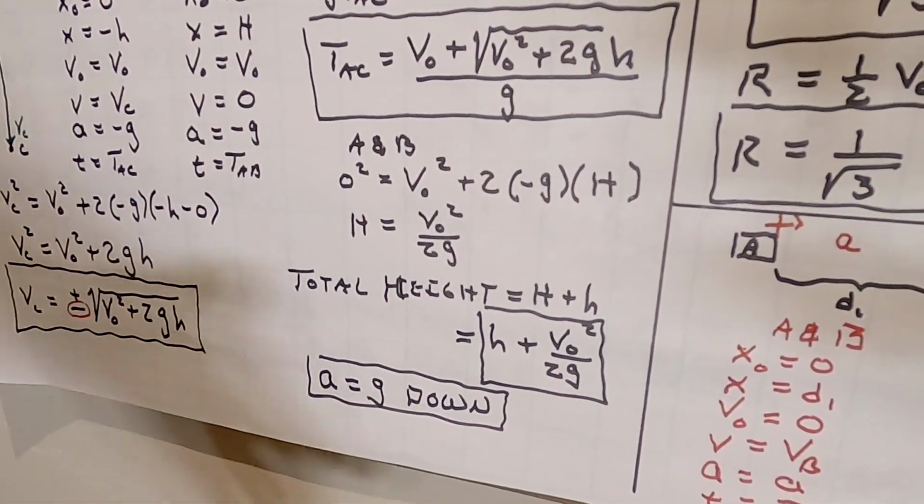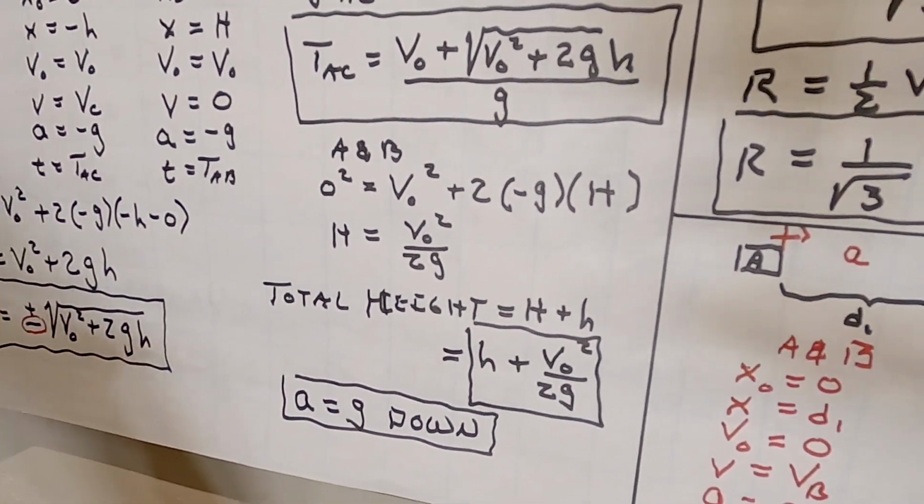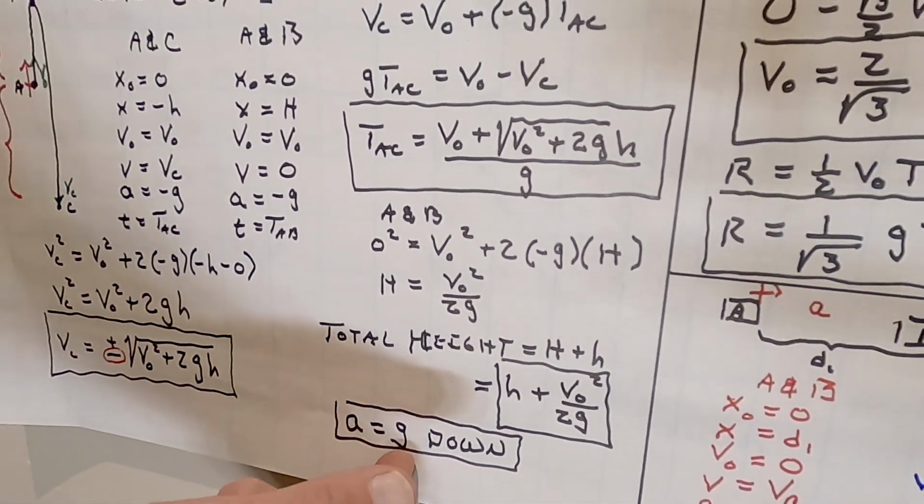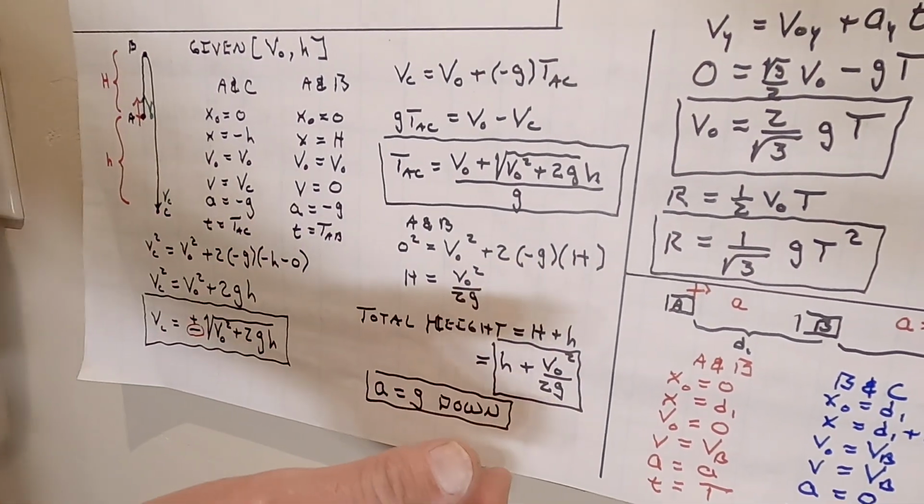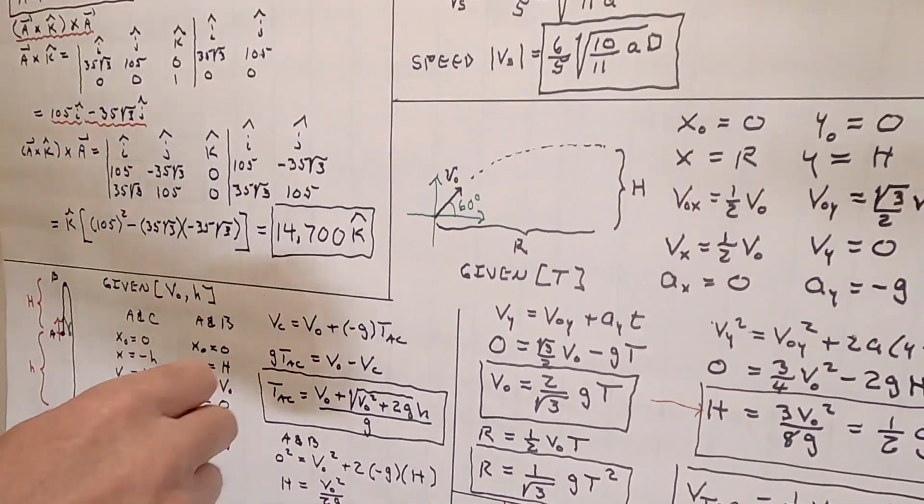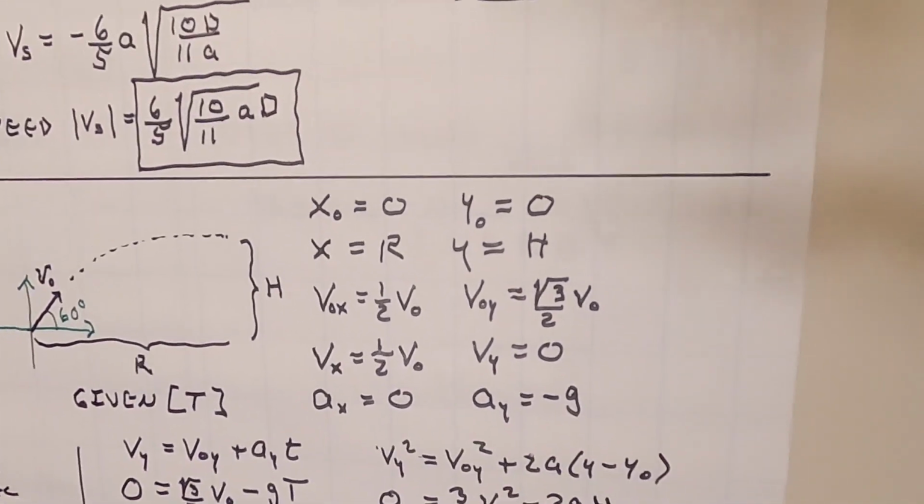I also asked you for the acceleration at the highest point. We know it's g and it's downward right here. I don't know why you had to solve for it. It's given right here. Okay, over here we had a two-dimensional problem.